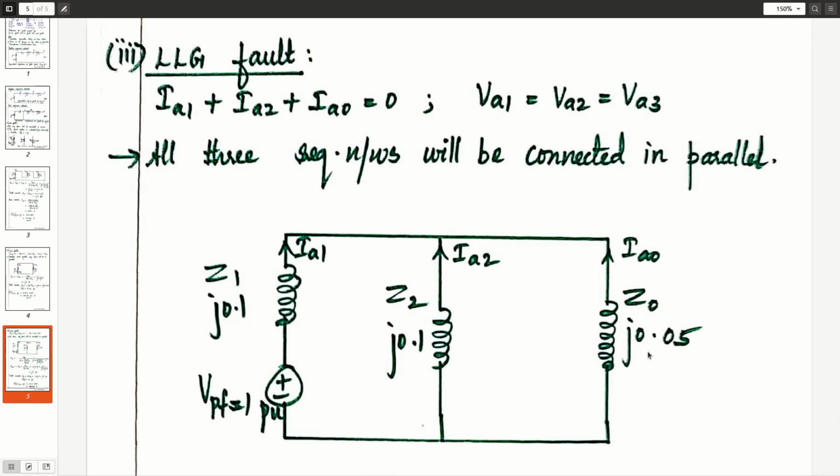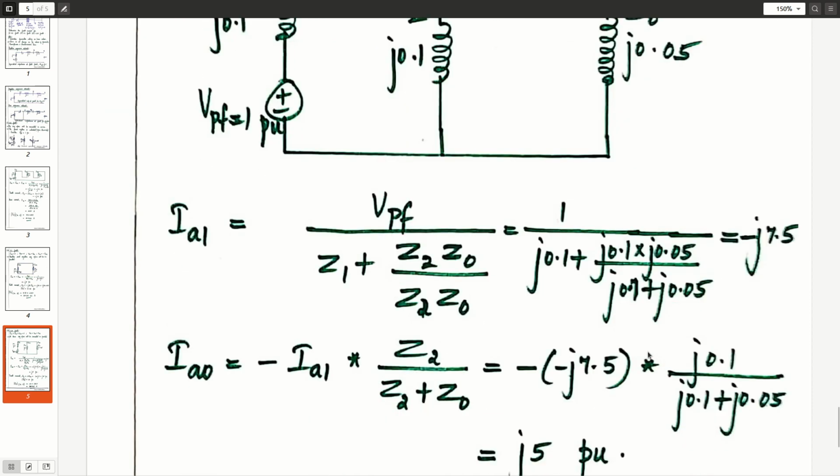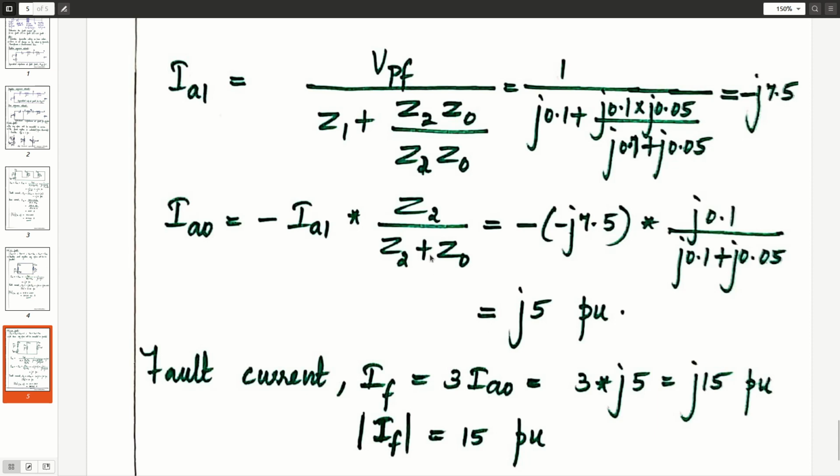Okay, so now write down the formula for IA1, which we have derived earlier. So IA1 is equal to VPF divided by Z1 plus Z2 Z0 by Z2 plus Z0. So on substituting the values of the impedances and on calculating, we will get IA1 is equal to minus J7.5 per unit. And IA0 is equal to minus IA1 into Z2 by Z2 plus Z0. We get it as J5 per unit.